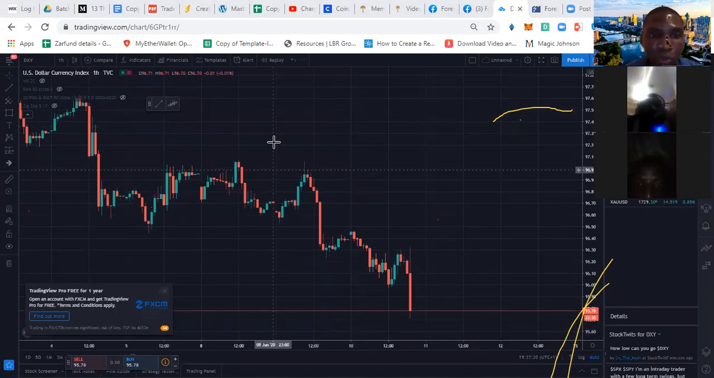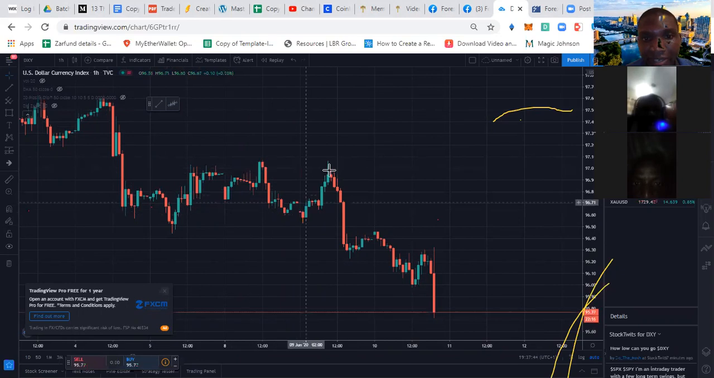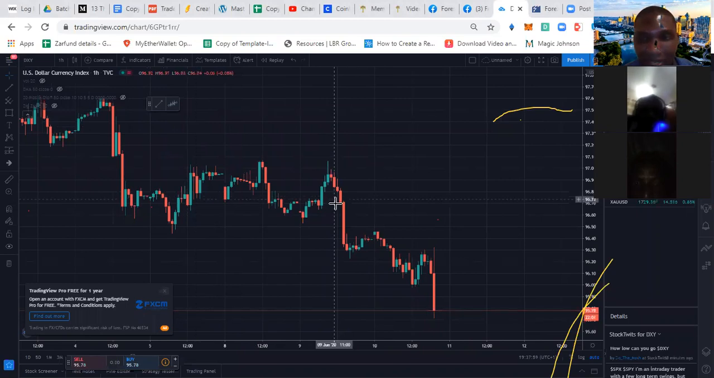When you see this US dollar index, you will see that it has been falling, has been on a downward trend. Now, what is a downward trend? A downward trend is a series of lower highs and lower lows. I will explain all of that to you guys. But you will see that the dollar index has been on a downward trend.